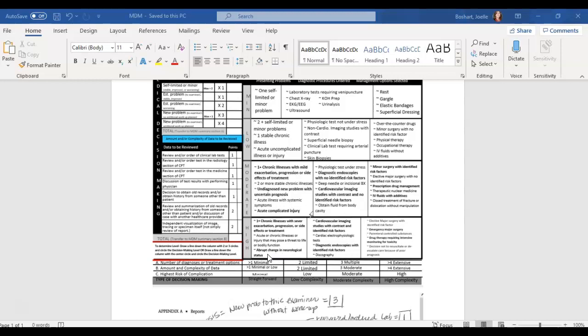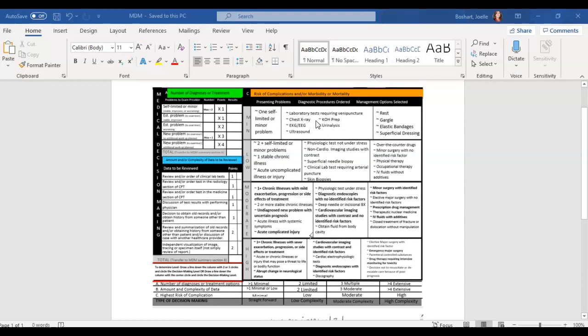Abrupt change in neurologic status is one of those dicey things. If a patient presents with weakness, they consider that an abrupt change in neurologic status. If a patient has a syncope or fainting, they consider that abrupt change in neurologic status. So that would put them into that high level of a presenting problem. Okay, so right now we have ours in this low because it's an acute uncomplicated illness.